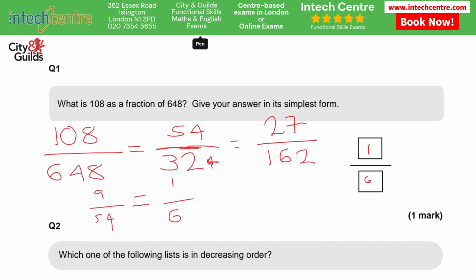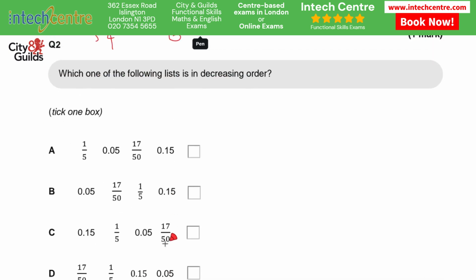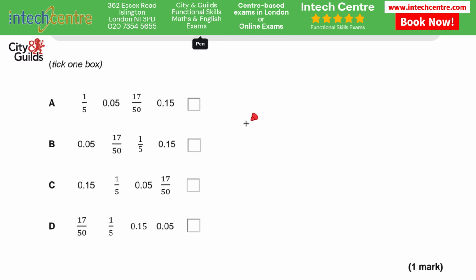Now, going on to the next question, we are asked which one of the following lists is in decreasing order. Decreasing means we start with the largest number and work our way downwards. Now, we can already eliminate A, as it puts 0.05 as larger than 0.15. Option B is eliminated as well because 0.05 is one of the smallest numbers, and again it isn't larger than 0.15. Now, the two options we have left are either C or D.